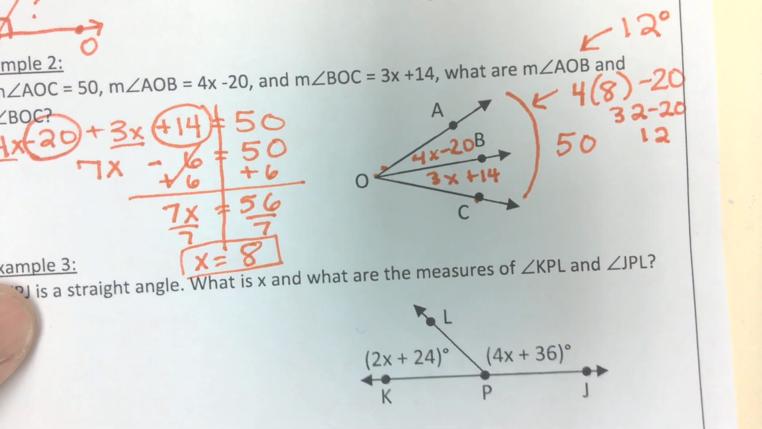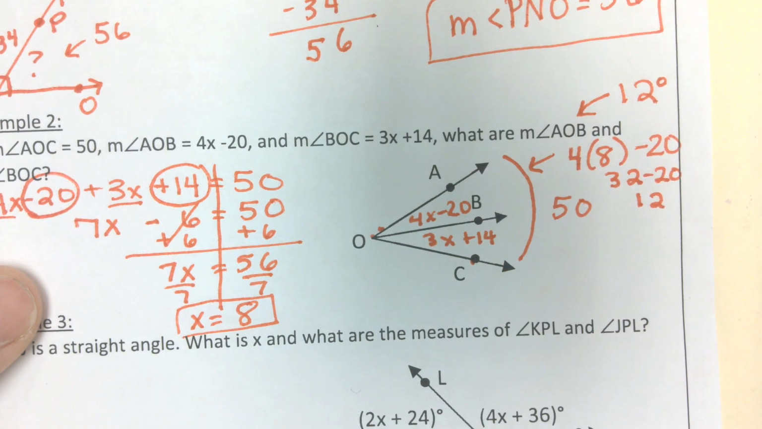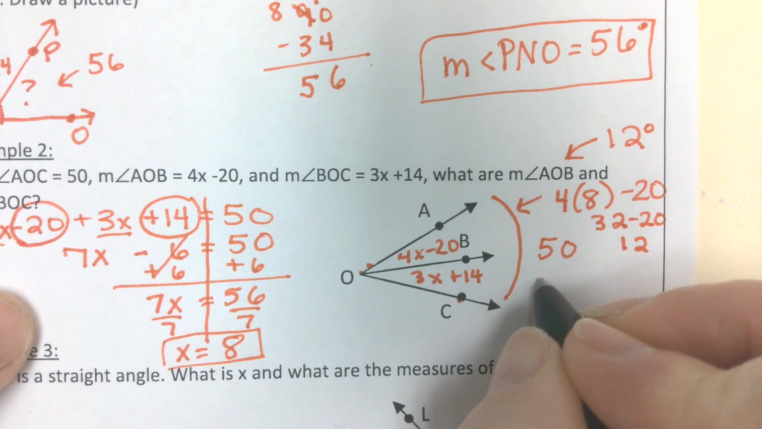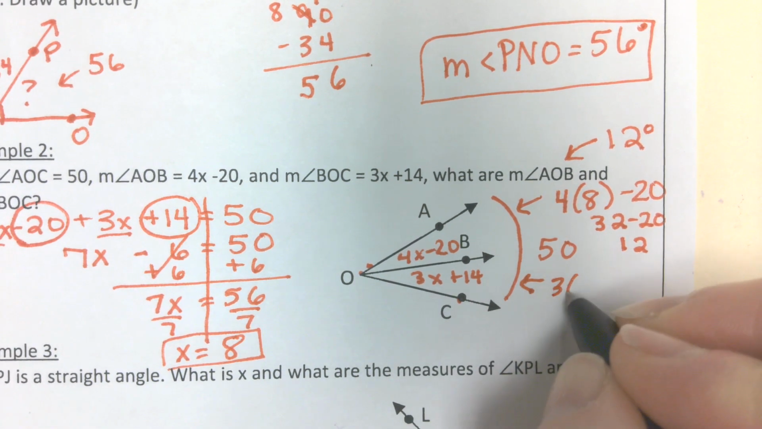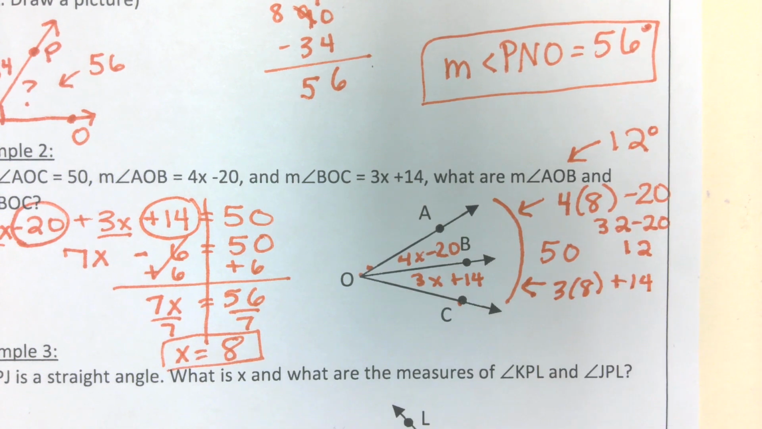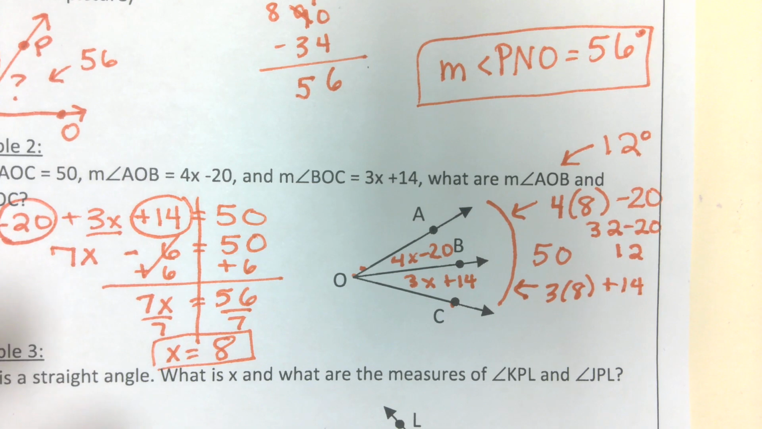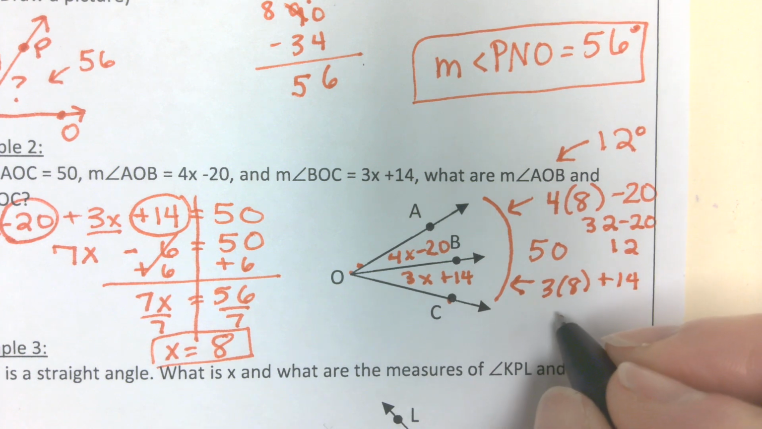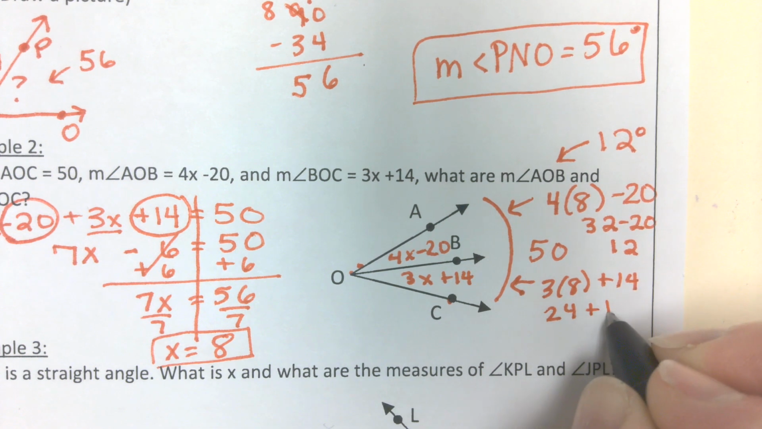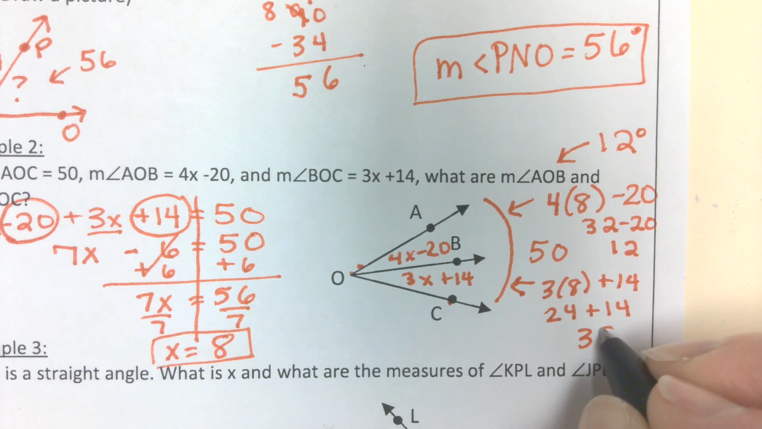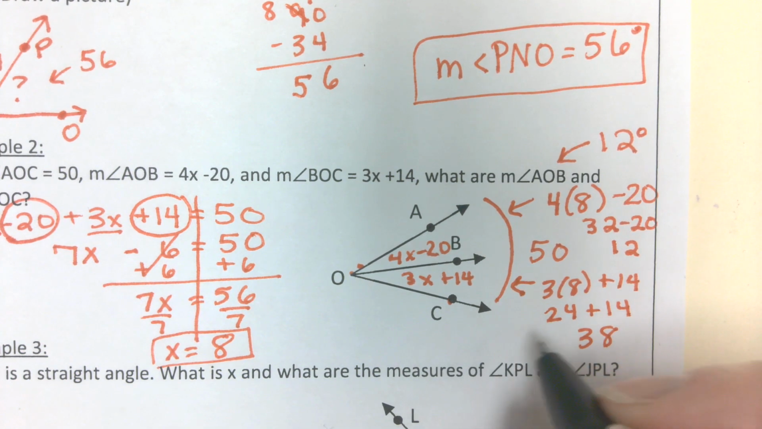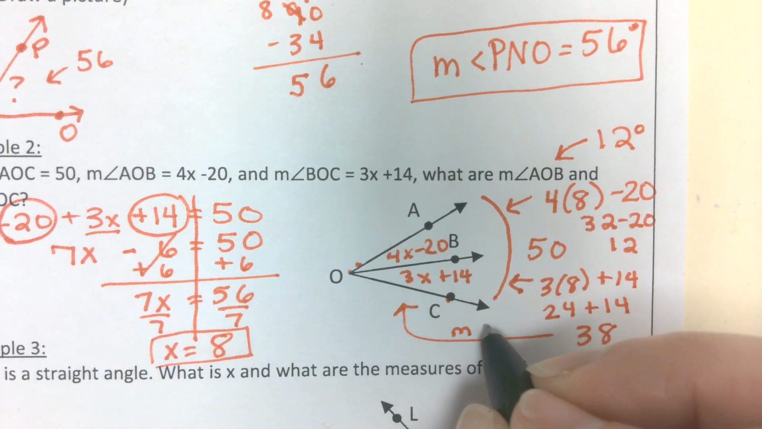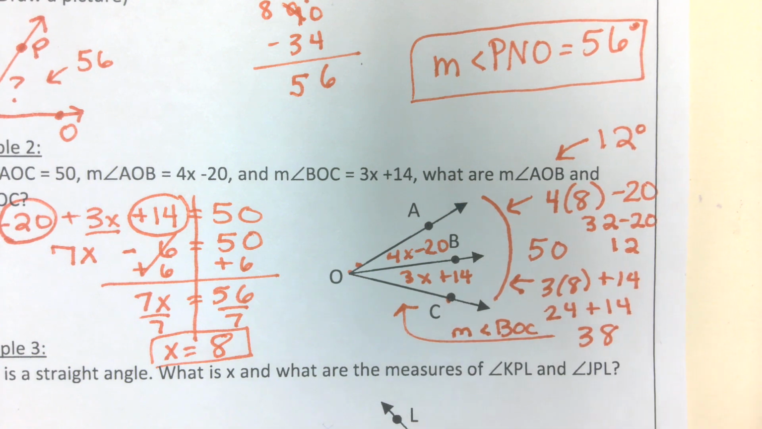I forgot degrees on the last one. So then to find the other one, for BOC, we do 3 times 8 plus 14. Three times 8 is 24, plus 14, 38. So that one is this. That is, measure of angle BOC is 38 degrees.